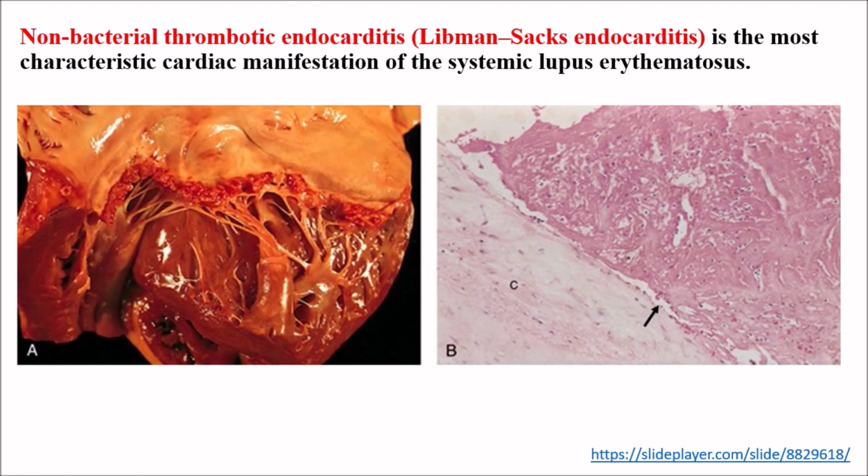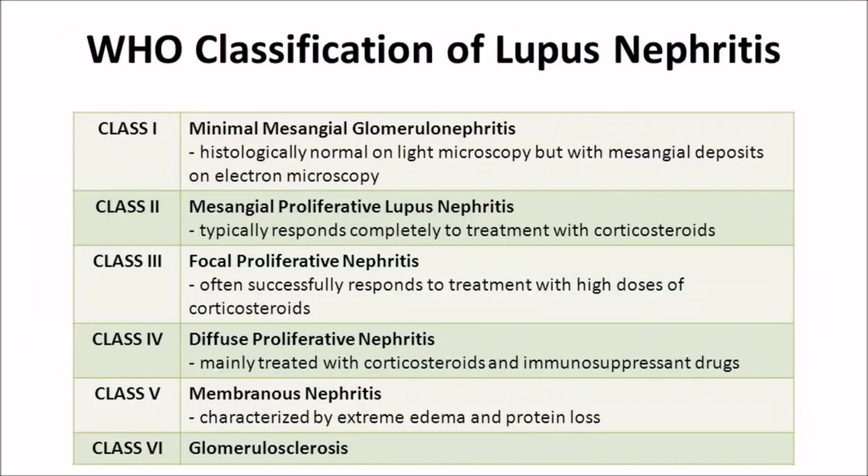The non-bacterial thrombotic endocarditis, or Libman-Sacks endocarditis, is the most characteristic cardiac manifestation of systemic lupus erythematosus. Here you see the non-bacterial form, and you can compare it with the bacterial endocarditis that we discussed with you in rheumatic fever. And here is the histologic slide of the non-bacterial thrombotic endocarditis.